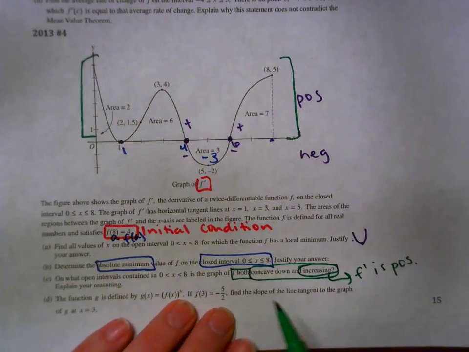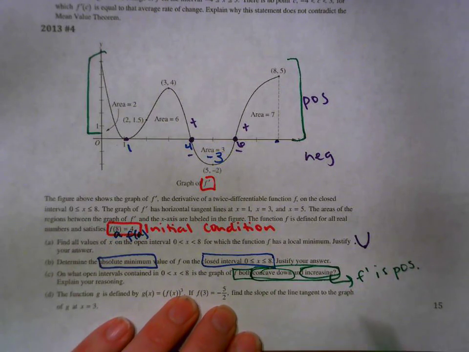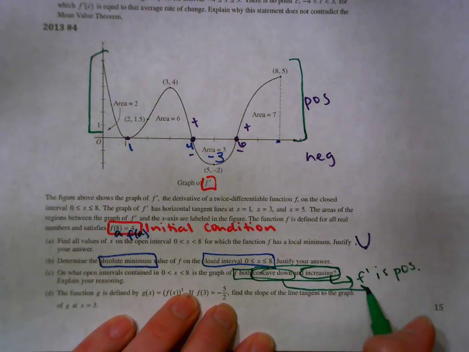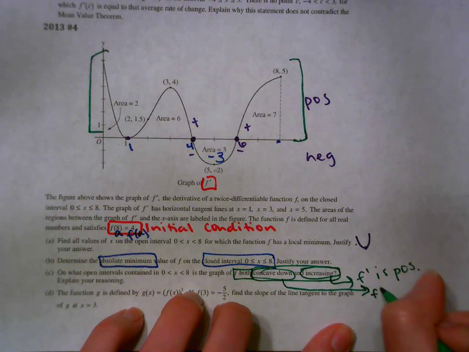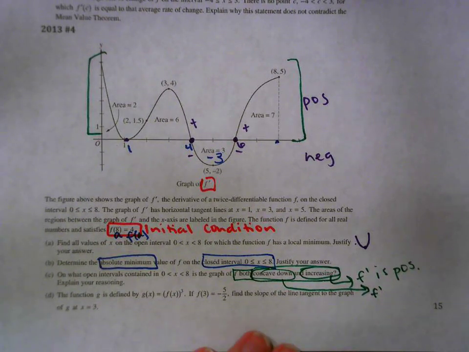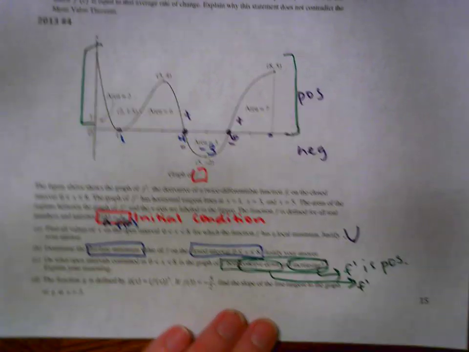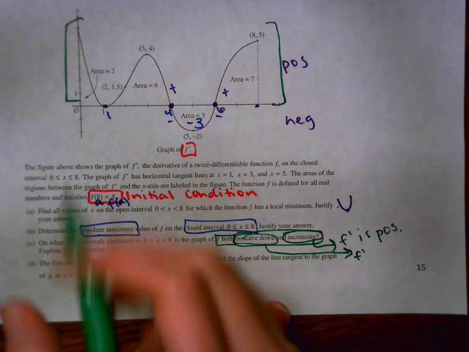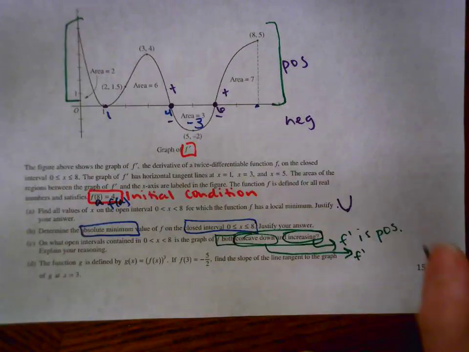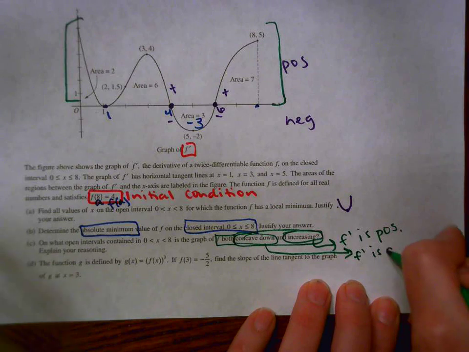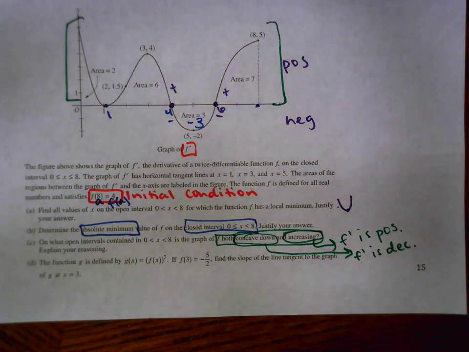Now, the other requirement was that it has to be concave down. So how do we know concavity from f prime? We know it's concave down when f double prime is negative. So what does that mean for f prime? That's when f prime is decreasing.